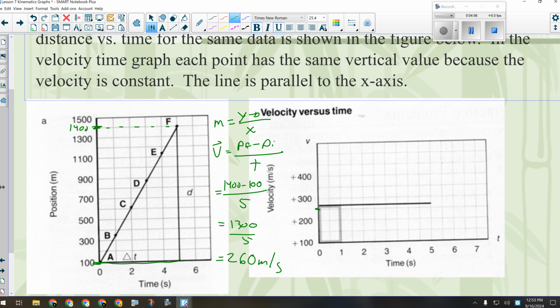We calculated the displacement on this graph. We just went final position 1400 minus initial position 100. We got 1300. Could I calculate the displacement from the velocity time graph? Definitely.